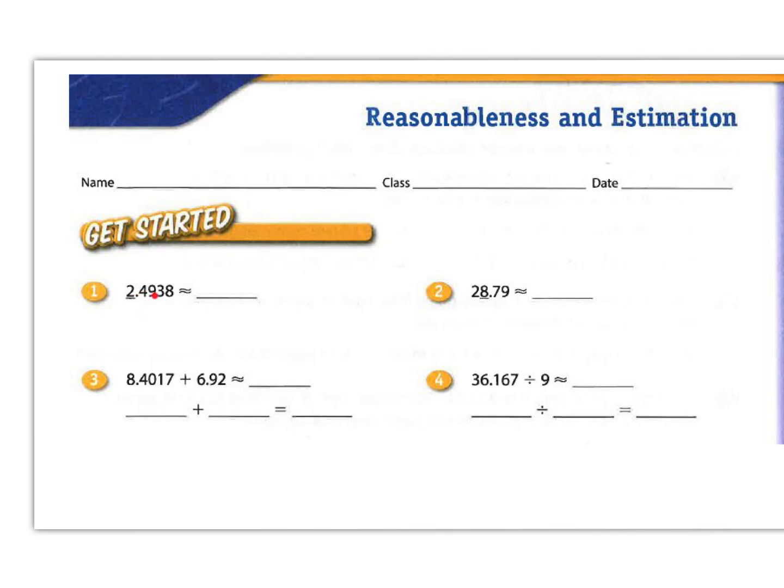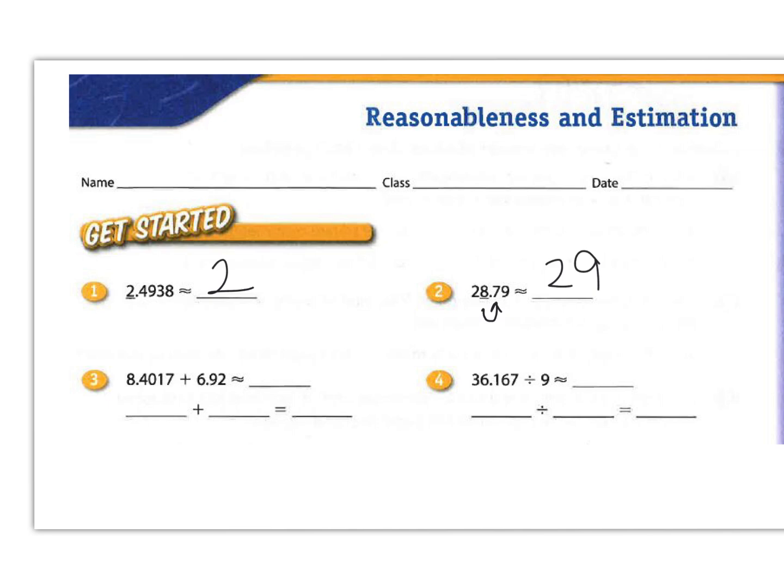All right, let's do a little bit of estimation. If we look here, they want us to round to the nearest whole number. So we look behind it, the 4. Well, the 4 does not round it up, so it stays as a 2, so it's about 2. Here again, the whole number, look behind it. The 7 does round it up, so it's about 29.